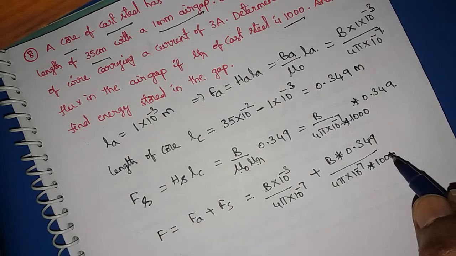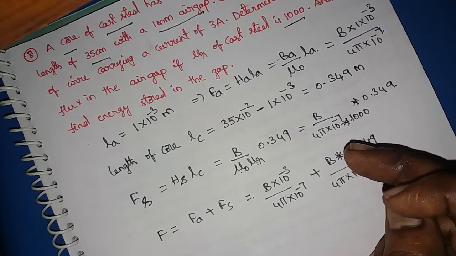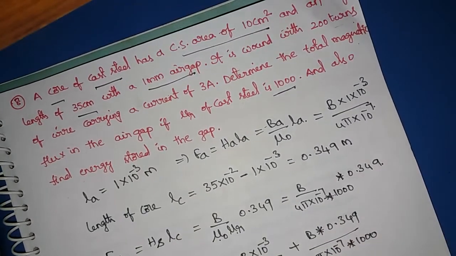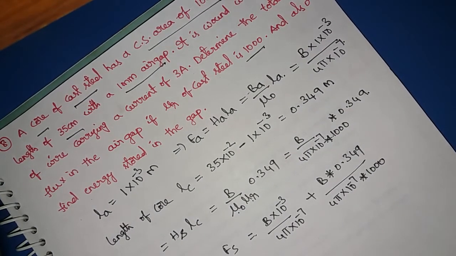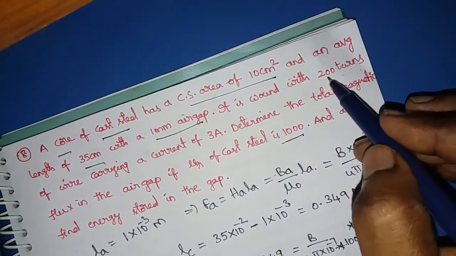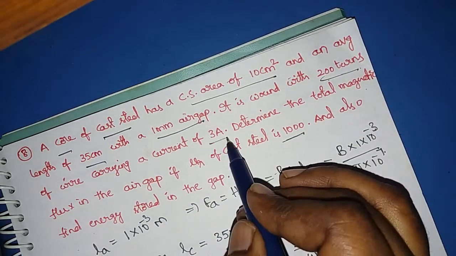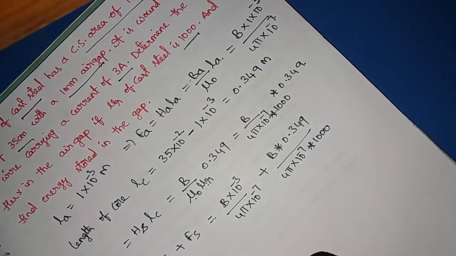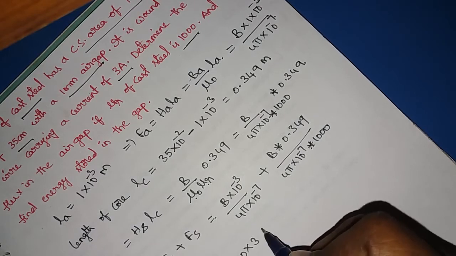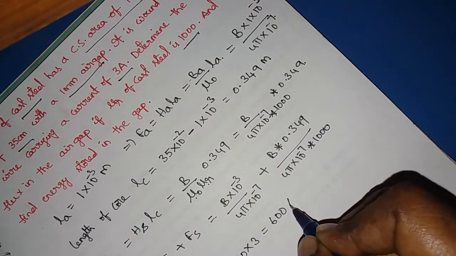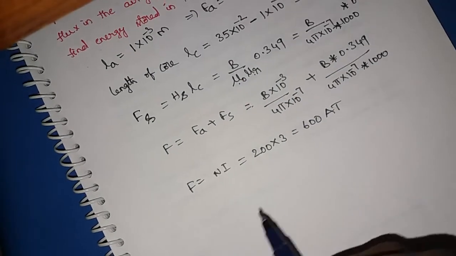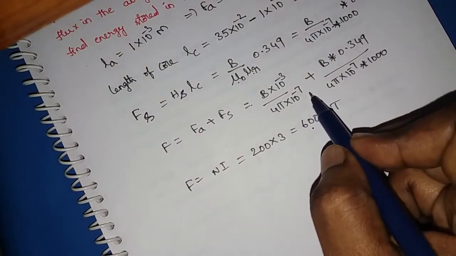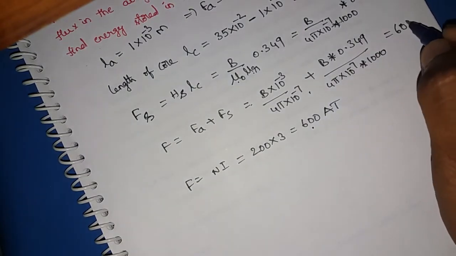So this is the total ampere turns, and here we know that the total ampere turns, given by F, is equal to Ni. We know the N value, that is 200 turns he has given, and the current is 3 amperes. So hence 200 into 3, 600 ampere turns. Now we need to equate this, that is this 600 ampere turns will be equal to this one.